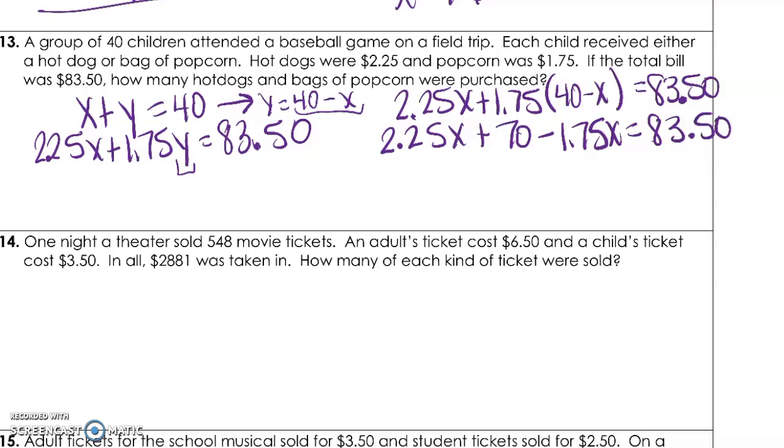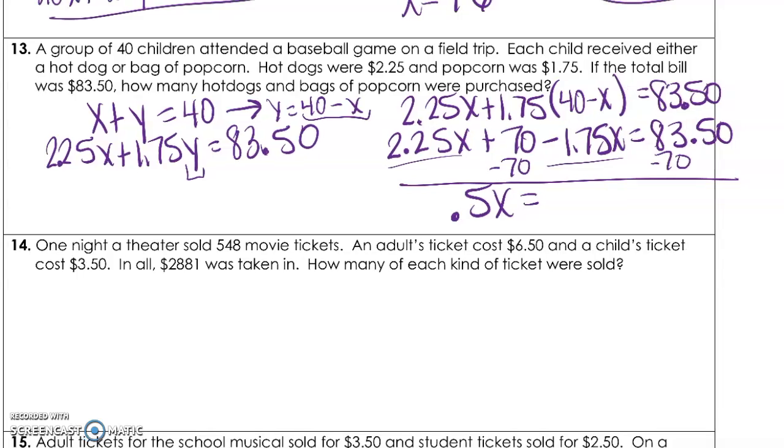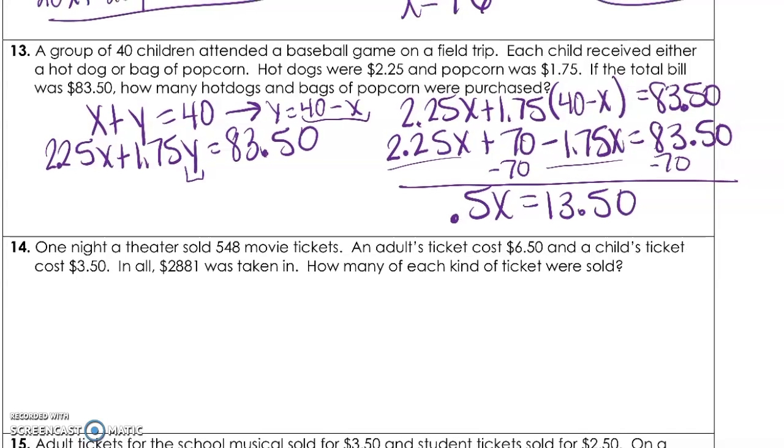Again, if you're comfortable, you can subtract 70 at the same time as combining your two like terms. So 2.25 minus 1.75 gives me 0.5. So I would have 0.5x equals 83.50 minus 70, which gives me 13.50. Then I divide 13.50 by 0.5, and I get x equals 27. So we know x is 27, which would make y 13 because it needs to add to 40.